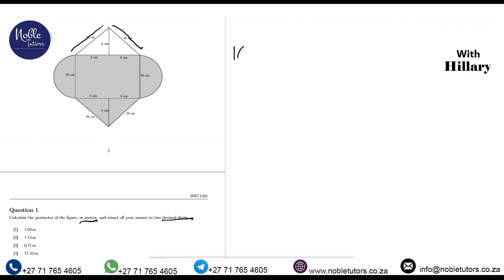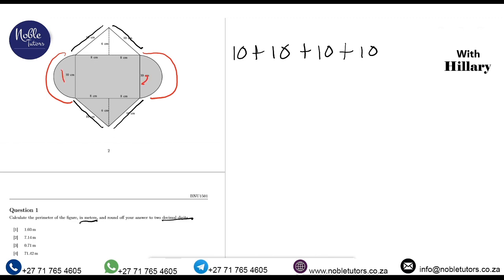So we're going to say 10 plus 10. Then we also have this side and this side, which is also 10 plus 10. Now we are only left with 2 sides, this side here and this side here. So you can see that we have 2 half circles, 1 and 2. But we need the outward distance. So in other words, if you combine 2 halves or 2 semicircles, they become 1 full circle.